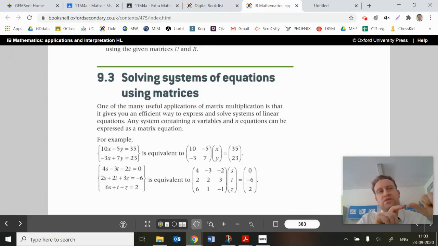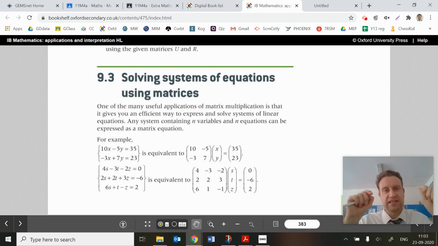Hey there, guys. So far with matrices, we've done adding matrices and subtracting them. They have to be the same size. We've done multiplying a matrix by a scalar. We've done matrix multiplication. We've even done a bit of work on the powers of matrices as well. That was in the previous section.